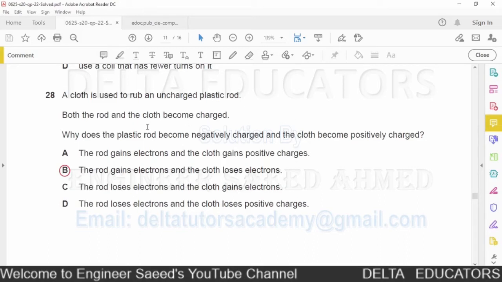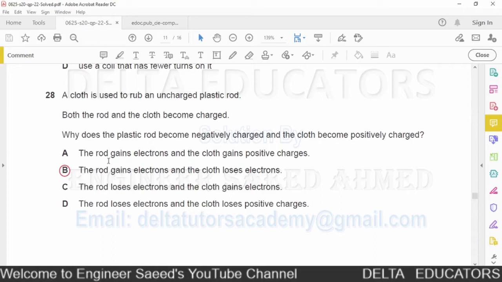So the plastic rod will become negatively charged because of gain of electrons, whereas the cloth will become positively charged because of loss of electrons. Now we check the options. Option A, the rod gains electrons and the cloth gains positive charges. Here the first part is correct, the rod gains electrons, but the second part, the cloth gains positive charges, is incorrect. In fact, the cloth will lose the negative charges.